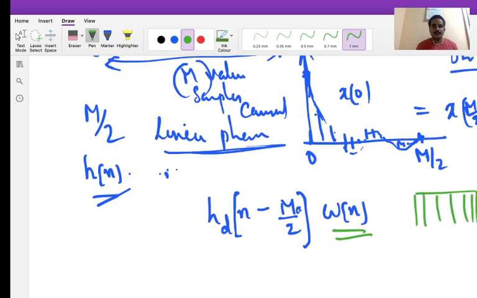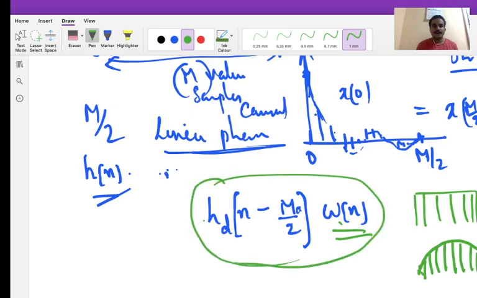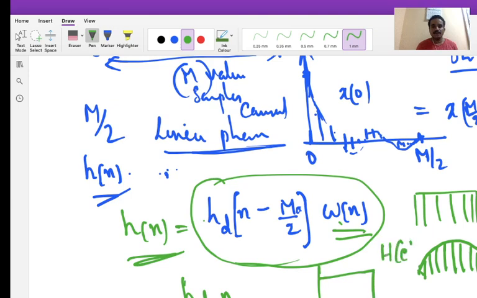If it is a raised cosine function or Hamming window or Hanning window, there are different types of windows, Bartlett windows, like that. So depending on what kind of window you are using, these samples would be multiplied with this hd n, and you get a new h n, such that h n has a frequency response. This is the ideal H e raised to j omega, the frequency response of your required filter.